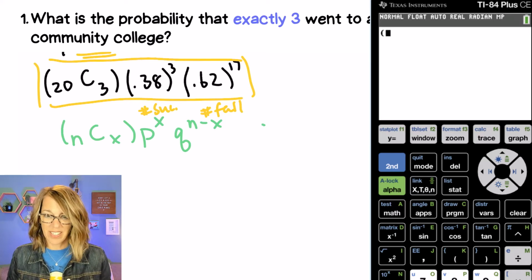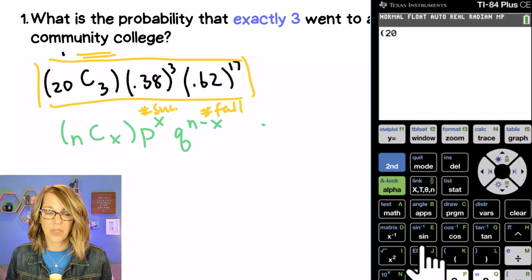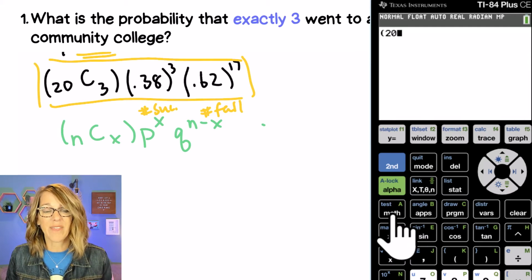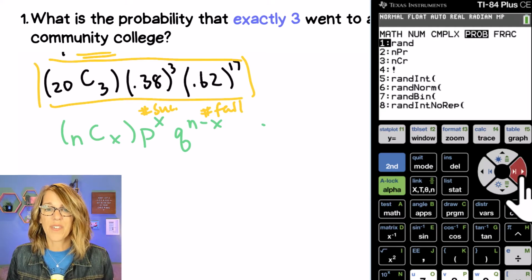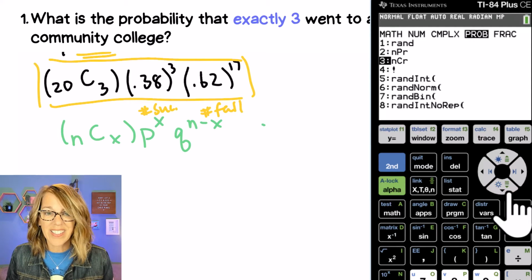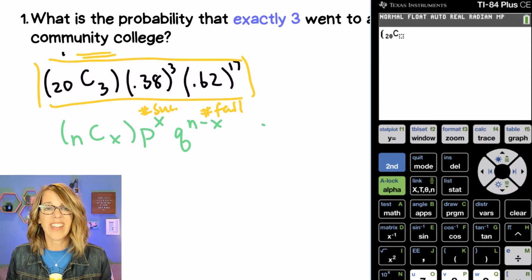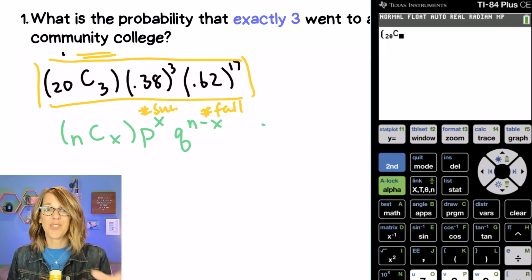So I want parentheses, and then I'm going to put my n, which was 20. Now I'm going to look for that combination function, and I can find it in the math menu, so I click on math. Let's arrow over to probability, and there it is, arrow down to number 3, and then hit enter. So it's 20 choose what?